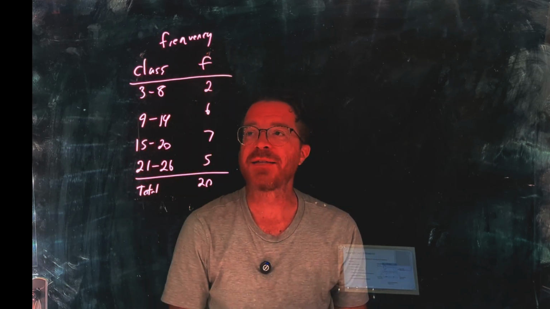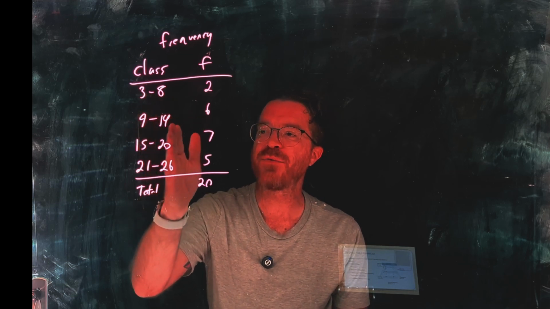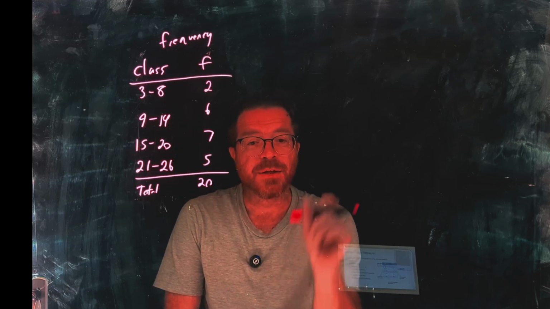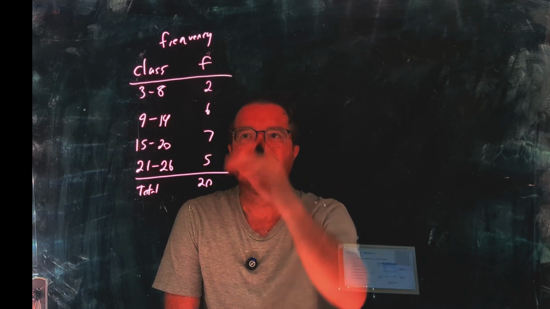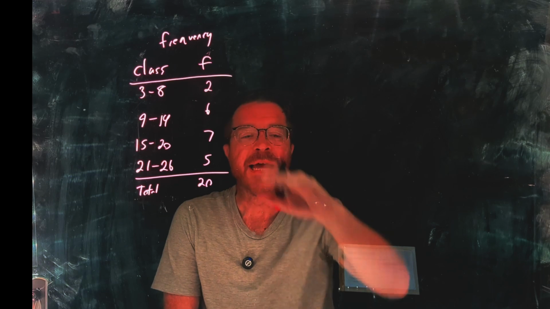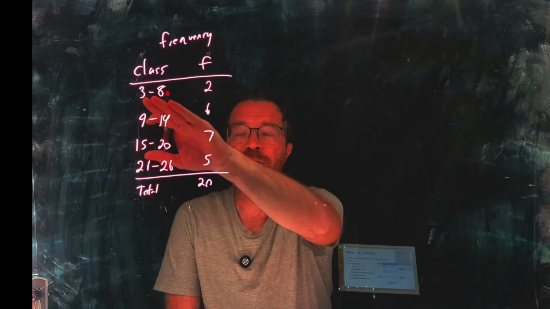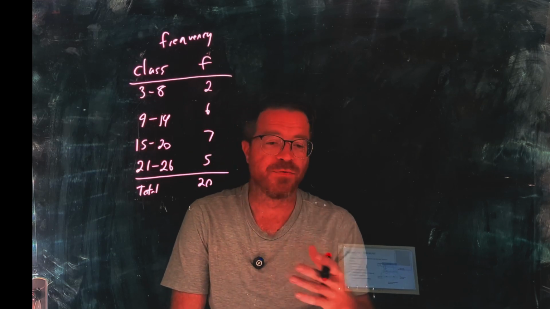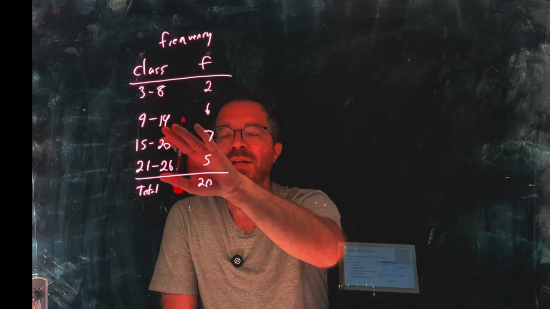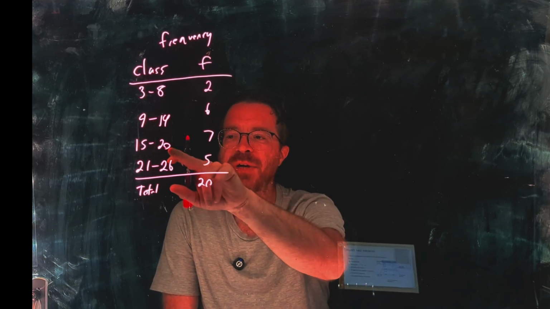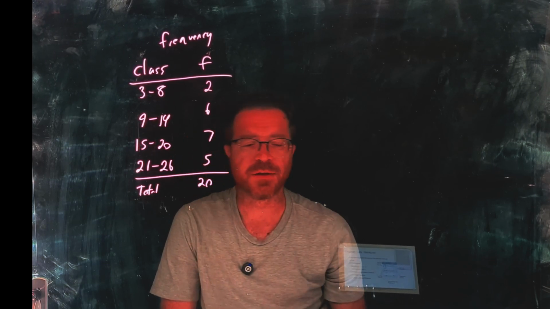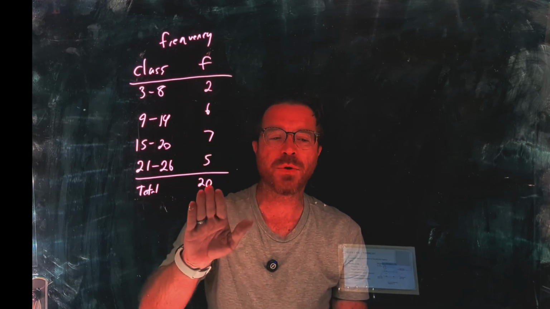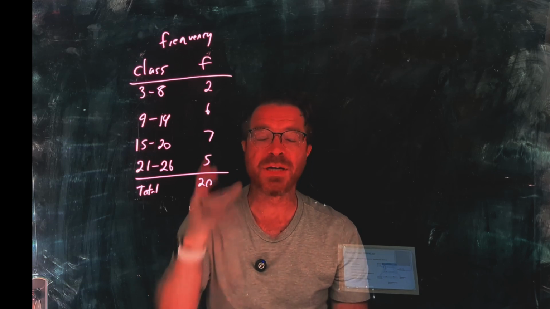So the first column is our class. And you'll notice we have the classes 3 to 8, 9 to 14, 15 to 20, and 21 to 26. This represents those intervals that our data can fall into. F, which represents our frequency, is how many of our data points fall into this interval. So that means that 2 of our data points fell into 3 to 8. They could be something like 4 and 7. 6 values fell in 9 to 14, 7 values fell between 15 and 20, and 5 values fell between 21 and 26. And then, of course, at the bottom we have total, which means we have a total of 20 data points that we put into this table.